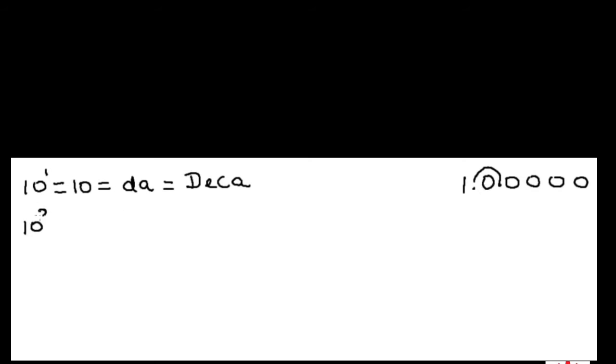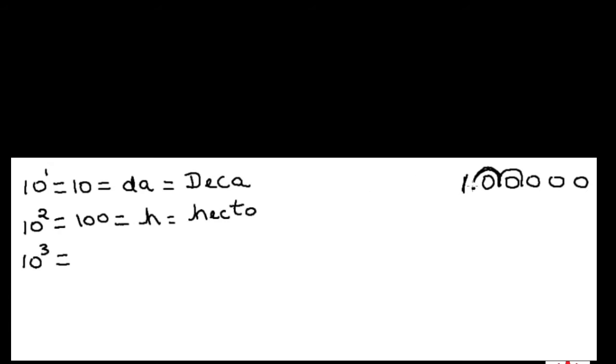Next one is 10 to the power of 2. Again I have to start from 1.0. I have to shift the decimal point two positions forward, that is 1, 2. That will become 100.0. So it is nothing but 100. So 10 to the power of 2 is nothing but 100, denoted by small h, hecto.